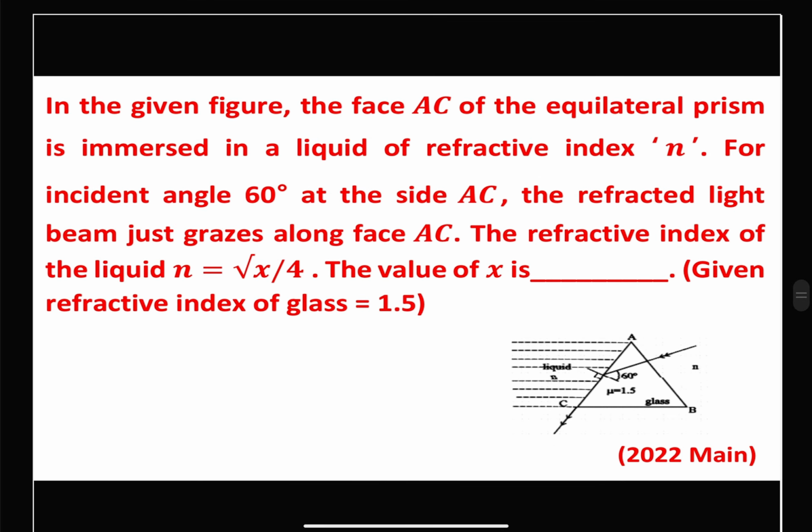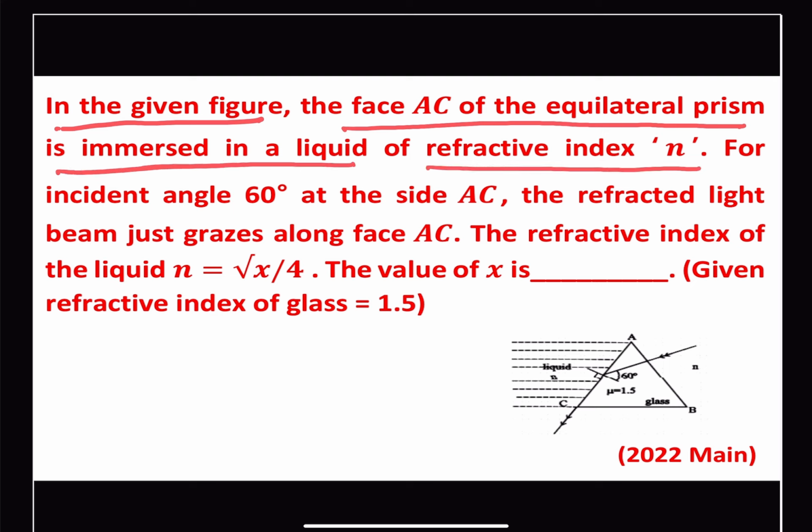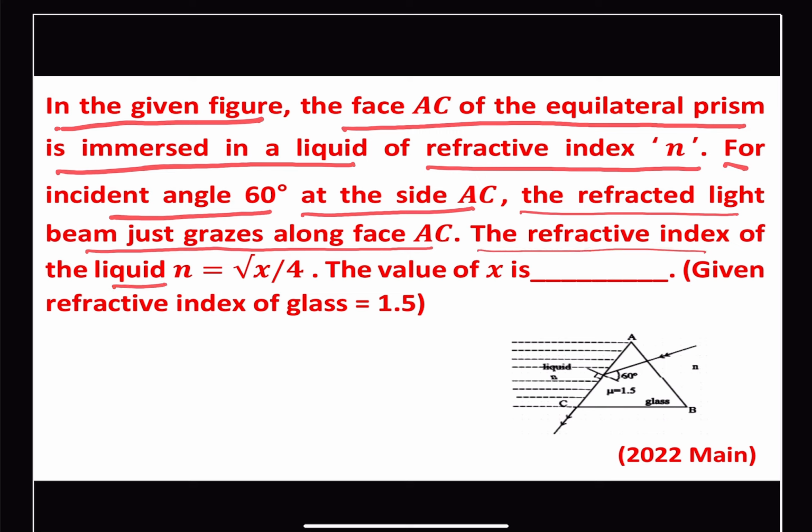And it states that in the given figure, the face AC of an equilateral prism is immersed in a liquid of refractive index n. For an incident angle 60 degrees at the side AC, the refracted light beam just grazes along the face AC. The refractive index of the liquid, that is n, is given as square root of x divided by 4. Find the value of x, given that the refractive index of glass is 1.5.